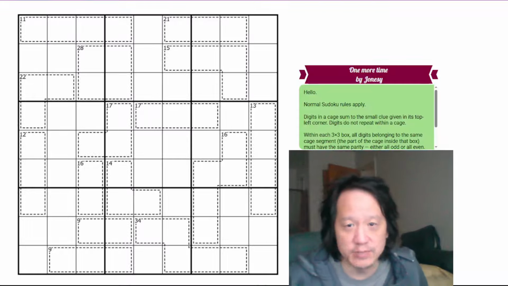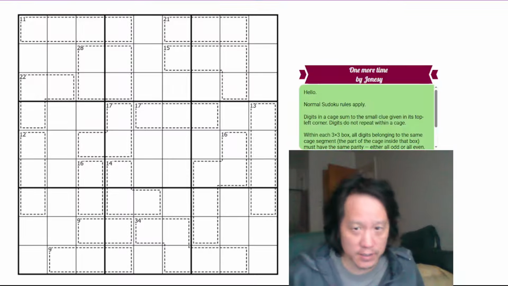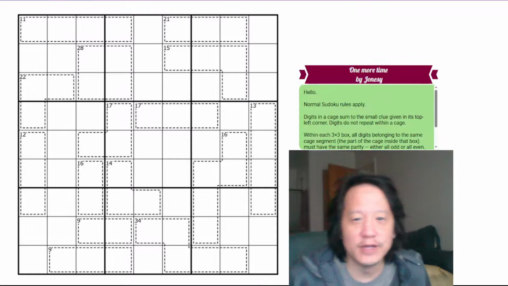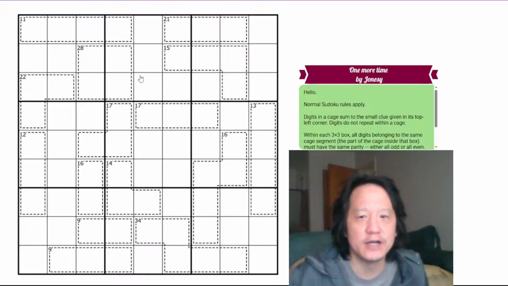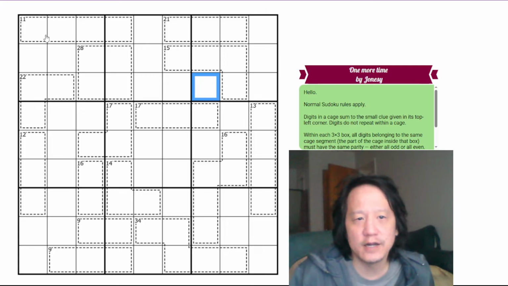Today's very easy puzzle is called One More Time by Jonesy, and here are the rules. Normal Sudoku rules apply, which means in every cell in the grid, place a single digit from 1 through 9 such that there are no repeats in any row, column, or designated 9-cell region, which is a box.